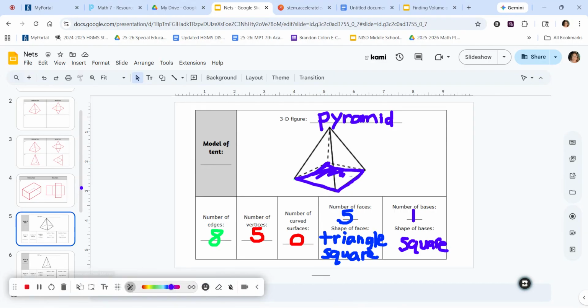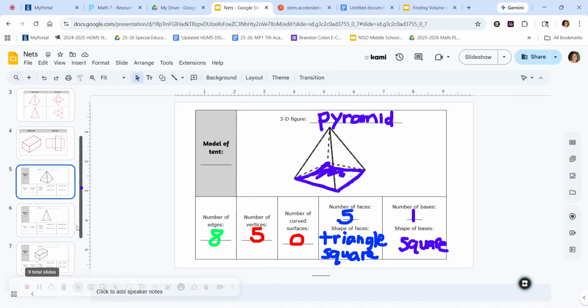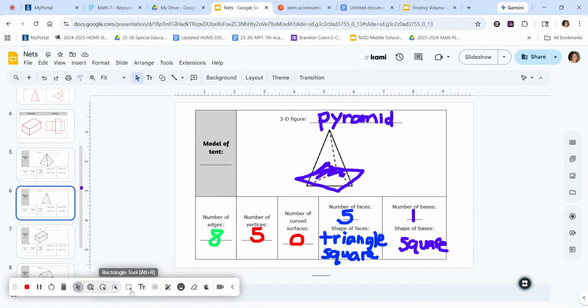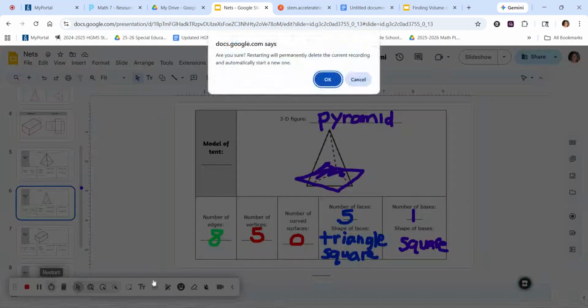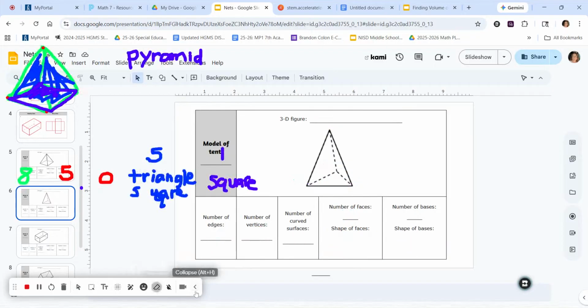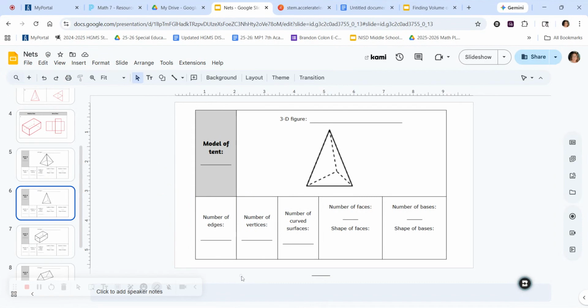Okay, let's look at the next shape. You guys should be taking notes and following along with me. Okay, let's look at this next shape. Let's look at the number of edges.